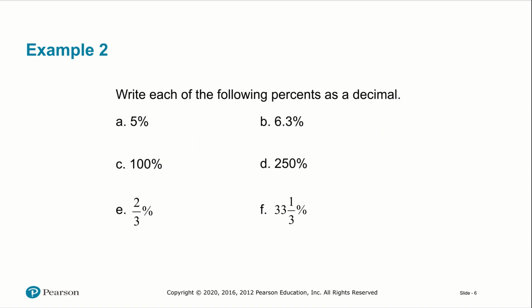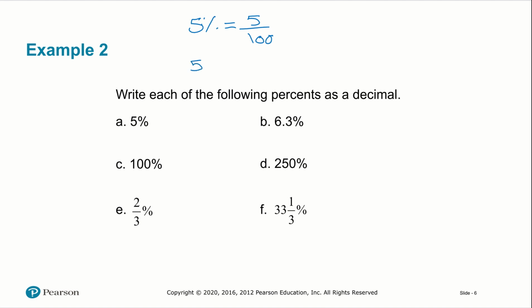Now, to go the other way is easy as well, because what you're going to do, basically replace the percent by either dividing by 100 or multiplying by 1 over 100. The same thing. Remember, dividing by 100 is the same as multiplying by 1 over 100. So I can take 5% and that's 5 over 100, and then go ahead and work it out and see what I get.